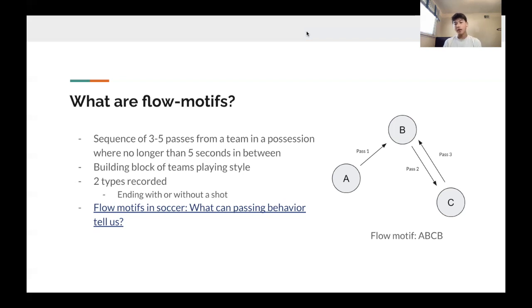In the figure to the right, we can see that starting from player A, who passes the ball to player B, which passes it to C, which passes it back to B. The corresponding flow motif would be A, B, C, B. If it ends in a shot, the corresponding flow motif would be A, B, C, B, S, S marking the shot.